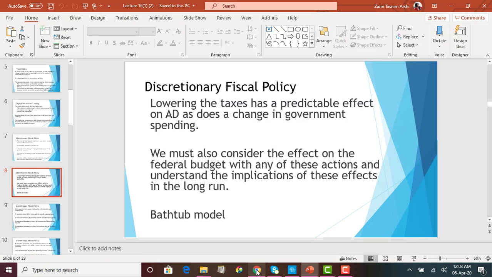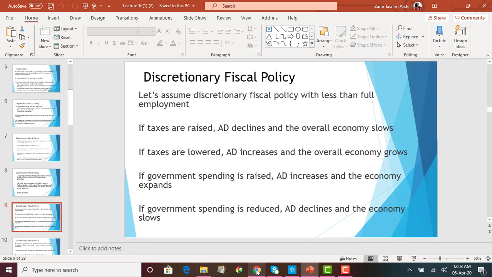The following slide actually talks about that specifically. Under discretionary fiscal policy, if taxes are raised, aggregate demand declines. If taxes are lowered, aggregate demand increases and the economy grows. That's what happens during recession; the above case is what happens during inflation. Now again, if government spending increases, then aggregate demand increases and the economy grows. That's again under recession. And the final line is that if government spending is reduced, aggregate demand decreases and the economy slows down. So again, we use this policy under inflationary conditions. Now moving on to slide 10.